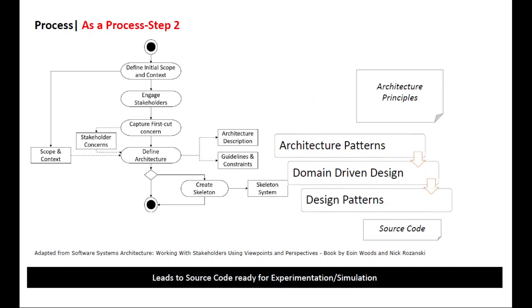Then we look at the process. Step 2 is more about defining the architecture by creating a skeleton. The objective is to look at architecture patterns and domain driven design, which allows us to break down elements from a domain perspective, then arriving at design patterns and delivering source code so that we can create the skeleton and try to verify the risky non-functional as well as the functional requirements, and measure or evaluate the architecture to a certain extent to go to the next step.